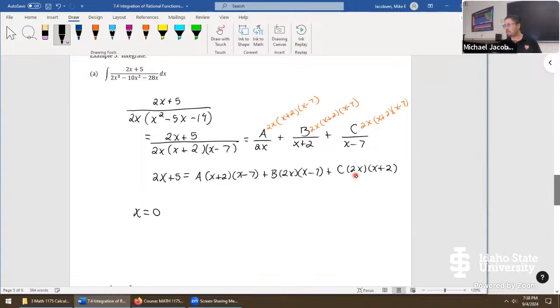x equals 0 implies, this arrow is just a quick way to say implies, or this statement implies the next equation. The left-hand side is now 5 equals a times 2 times negative 7, and everything else is dead in the water, thanks to x appearing as a factor. So now we have an equation for which we can solve for a. This implies 5 equals negative 14a. So finally, this means a equals negative 5/14. So 1 down, 2 more to go.